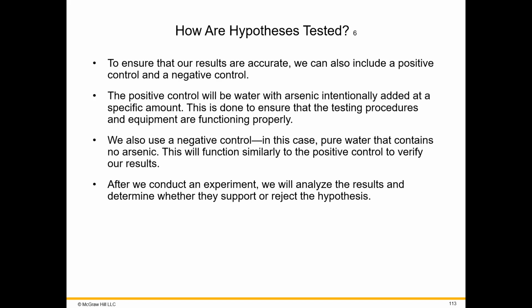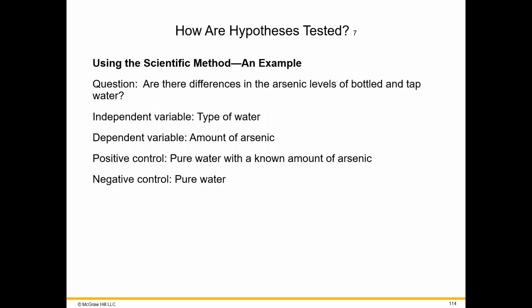And then after we conduct the experiment to test the arsenic levels, you analyze and determine whether you support or reject the hypothesis. So to put it all together, because I know that's a lot of stuff, this is the example simply laid out. Keep this in mind. It's actually very easy. I know I talked a lot and it might seem more complicated, but overall, this is what our example is. And obviously, the hypothesis is that there are more contaminants in tap water than bottled water.